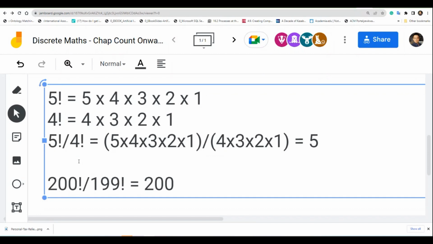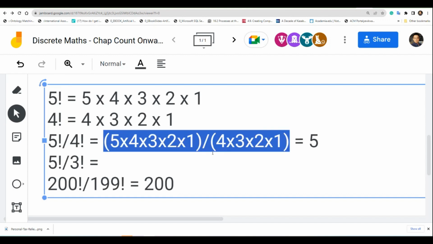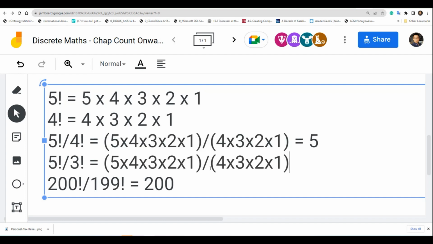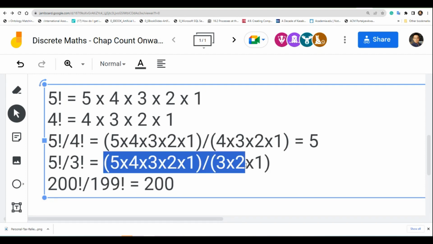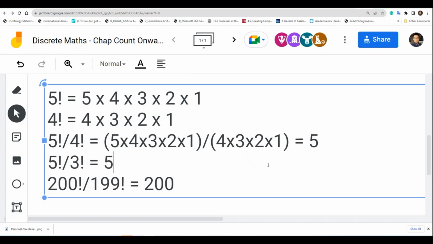Now, let me give you another example. 5 factorial divided by 3 factorial. What's the answer? You can do the hard way by writing something like this. Or, you can straight away write 5 times 4, and then you stop at 3 already. 3 no need to write, because it has been cancelled out by 3 factorial. So, the answer is 20.